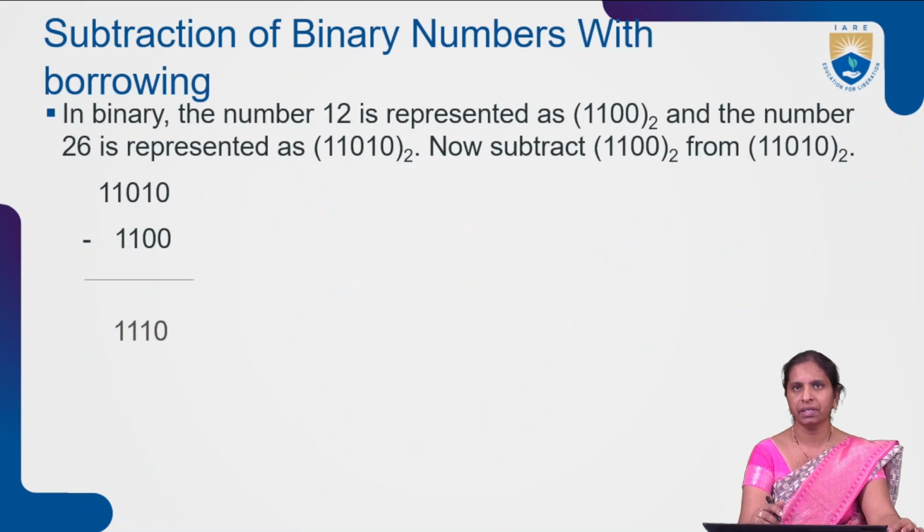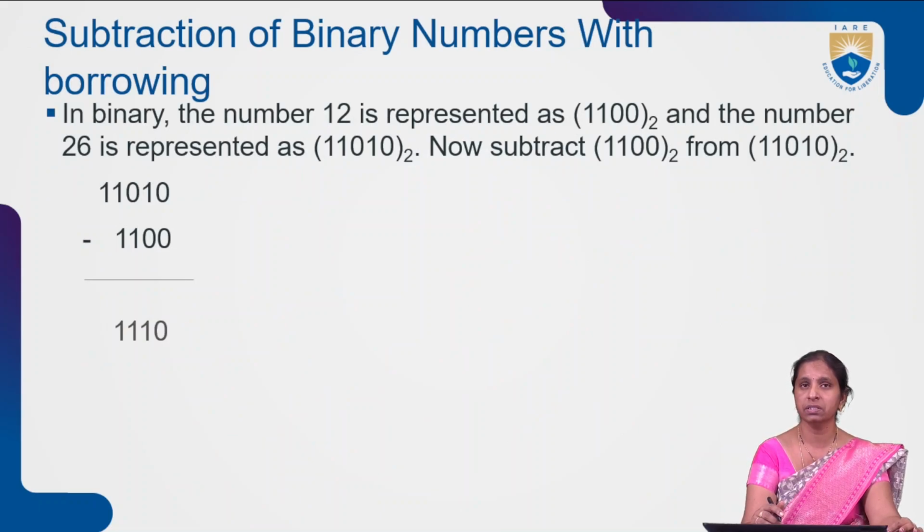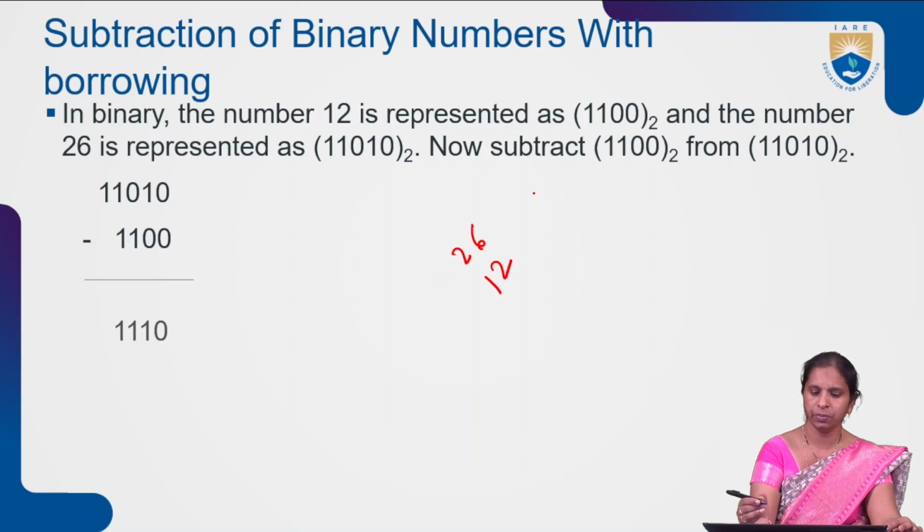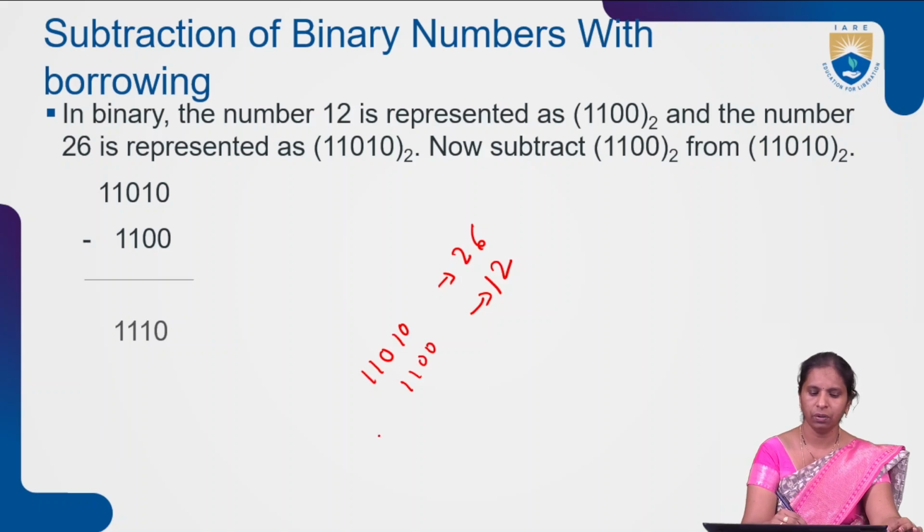And the second case we are taking is subtraction of binary numbers with borrowing. So for example, if you want to subtract the number 12 from the number 26. This is the same thing in binary. What is 26? It is 11010. And what is 12 in binary? That is 1100. Now you want to subtract these two numbers. Next, what is 0 minus 0 equal to here?